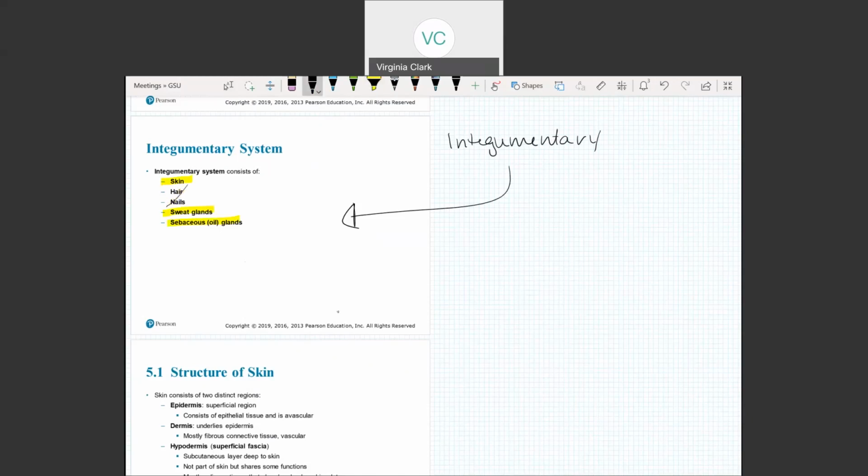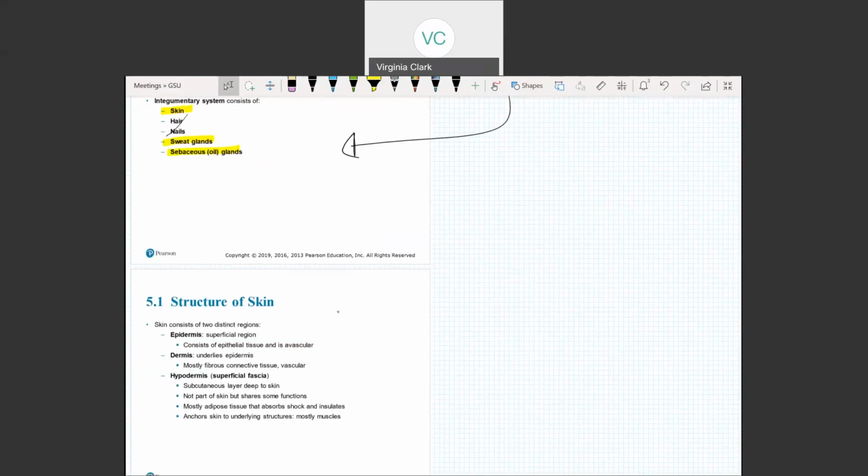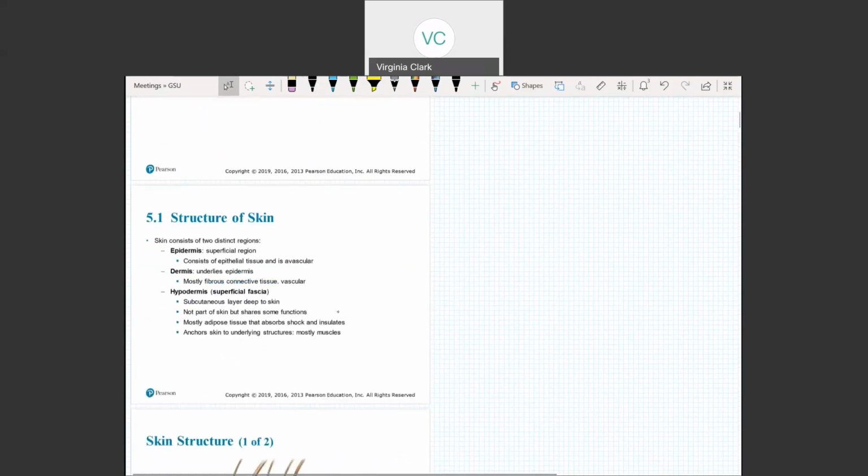Chapter 5 is one of the shorter chapters, and it's also one of the ones we're going to spend the least amount of time and focus on. So it's kind of an easier chapter in the world of AMP. We're going to start with section 5.1, talking about the structure of the skin.